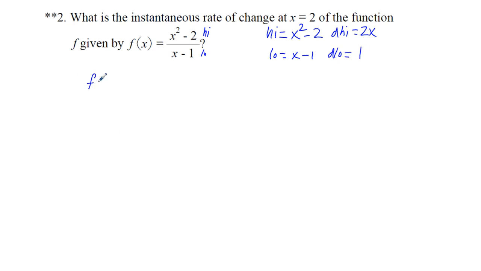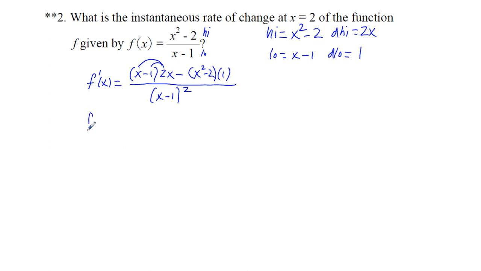So f prime of x is equal to low, which is x minus 1, d high, which is 2x, minus high, and high is x squared minus 2, d low, which is 1, all over low squared. So we have 2x minus 1 squared. And then we can simplify f prime of x.